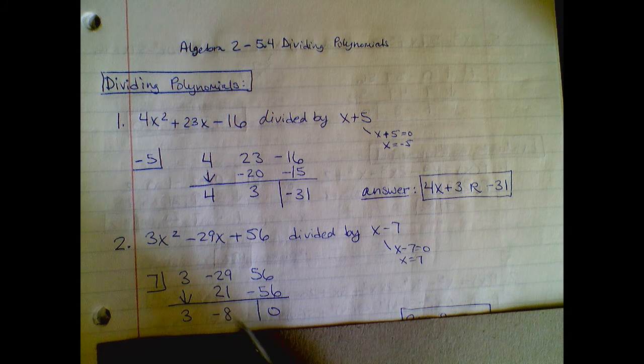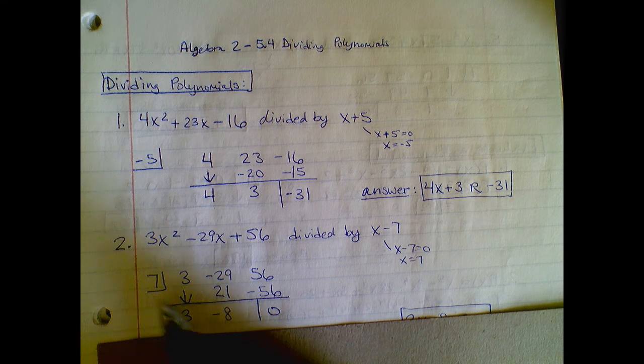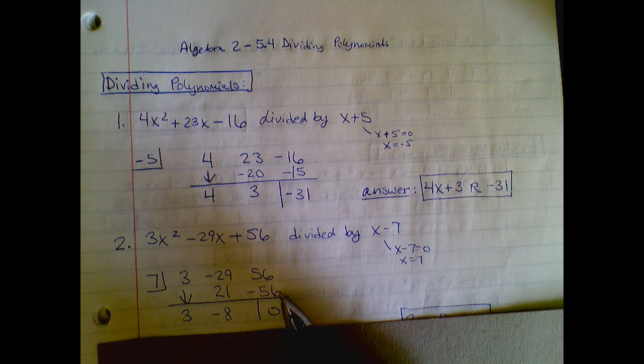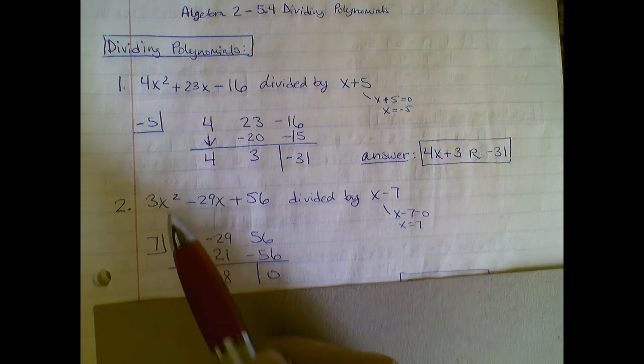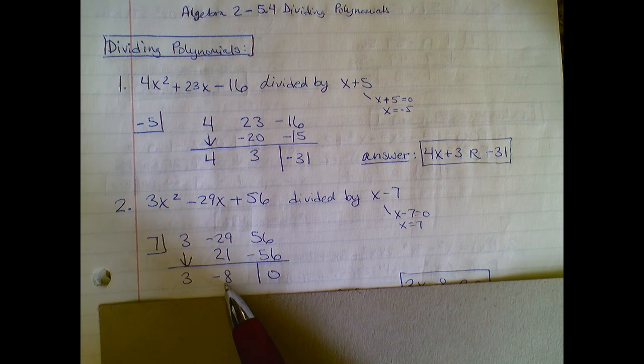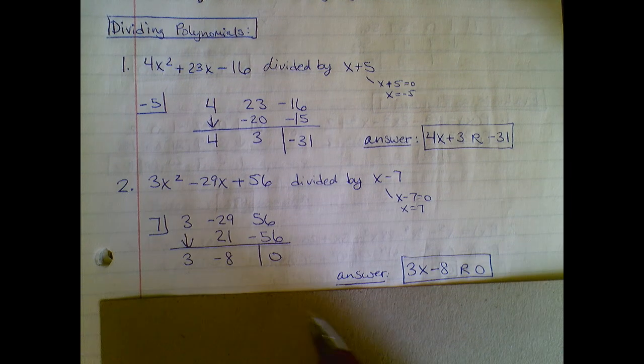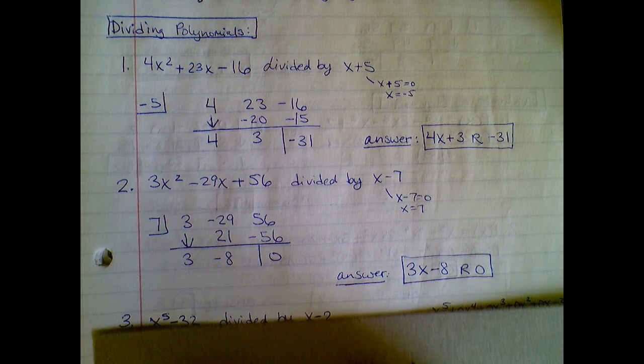And then we drop our first number to get us started. So we have 3. Multiply our diagonals, we get 21. Add our columns, we get negative 8. Multiply our diagonals, we get negative 56. Add our columns, we get 0. And then our degree is 2, so we start with 1 less than it, so 3x minus 8, and then this one has a remainder of 0. You can put remainder 0 or you don't need that.